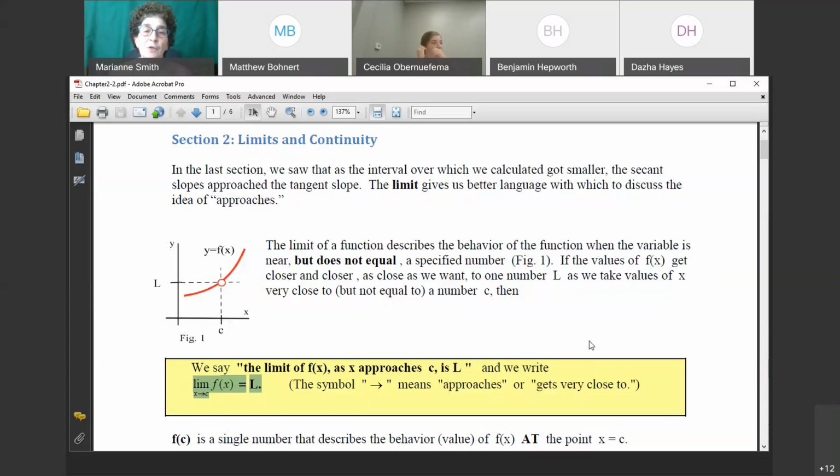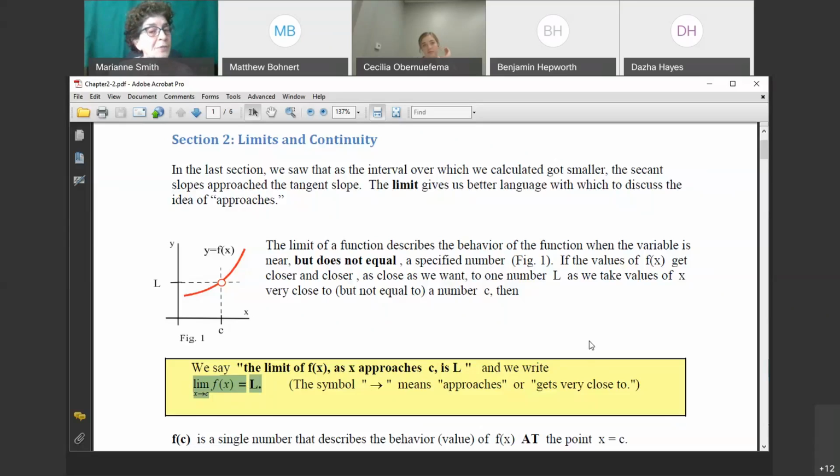You may have seen the concept before, for those of you who haven't seen limits, when you're talking about a graph approaching an asymptote. If you remember from college algebra, when you have a rational function graph with a horizontal asymptote, as x gets very, very large, you can see the y values of that graph getting closer and closer to some horizontal line, but it never reaches it. That's the idea of a limit.